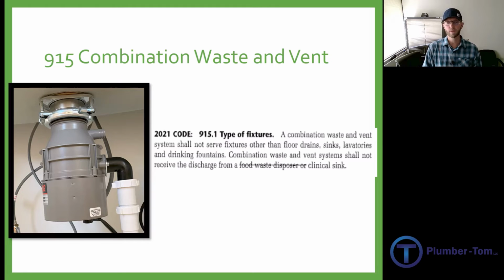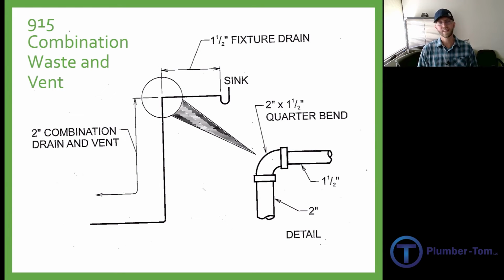Now in section 915.1, it used to limit the combination waste and vent to sinks not including a garbage disposal, but they've gone and taken those words out in the 2021 version of the code. So even a garbage disposal could be hooked to a system that has a combination waste and vent. Let's have a closer look at exactly how this works.